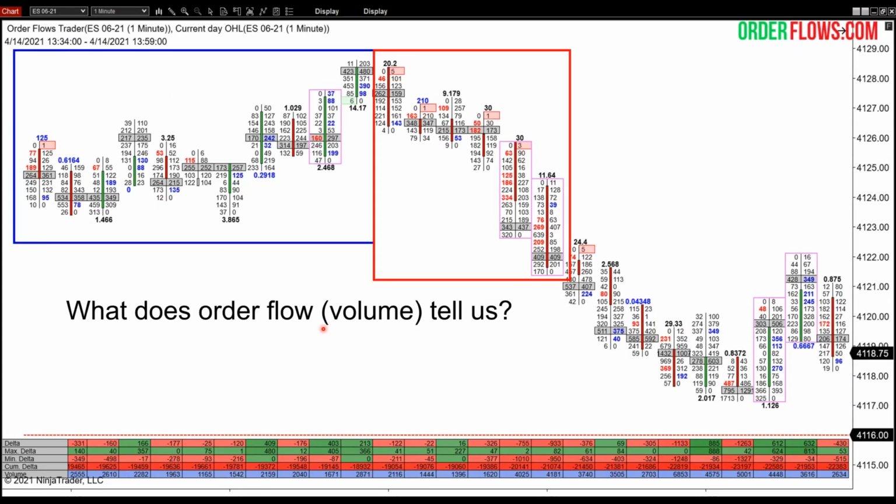Again, this was also yesterday in the E-minis, right? What does order flow tell us? Well, in this blue box, it's kind of mixed to a little bit bullish, right? In the red box, it's definitely bearish, okay? In here, it's mostly going sideways, honestly.